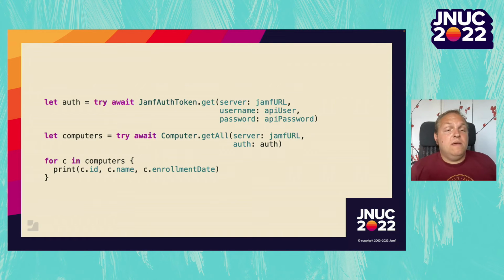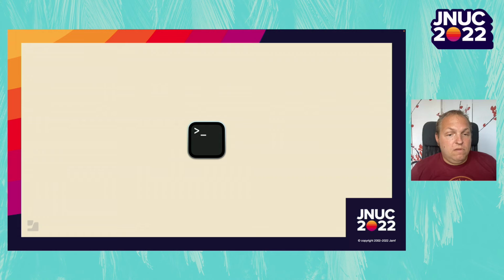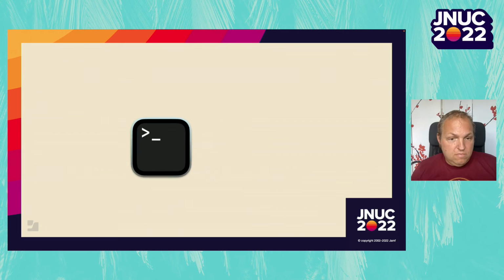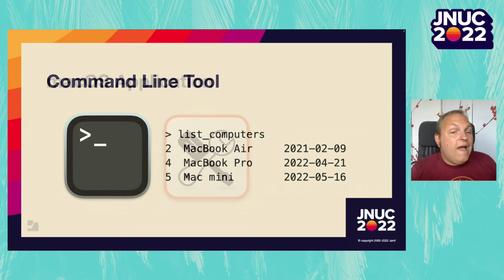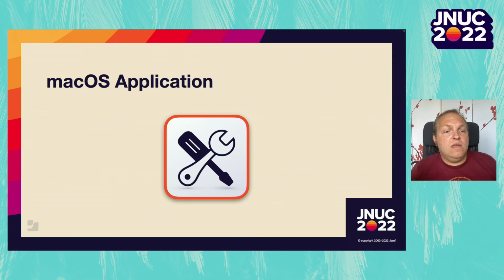So this is basically my code for the command line tool. We get an authentication token using the code we wrote. We get a list of all computers that will be an array in Swift, and then we loop through that array and print the information that we want. So we finished the command line tool. That's pretty nice. How do we transfer this into a UI application?